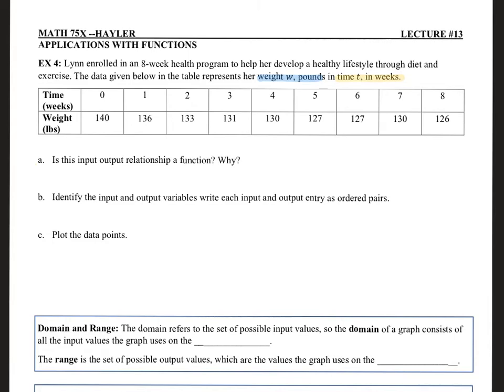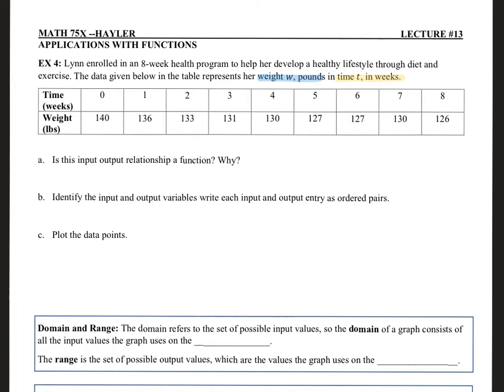So what does it mean for the 3 and the 131? What does that mean? Interpret that. Well, that means that in 3 weeks, she weighed 131 pounds. Which then means down here, at week 7, she weighed 130 pounds. So if I was reading this chart, does it look like she lost weight over the 8 weeks? Yeah, because at week 0, she weighed 140 pounds, and at week 8, she weighed 126 pounds. So she actually did lose weight.